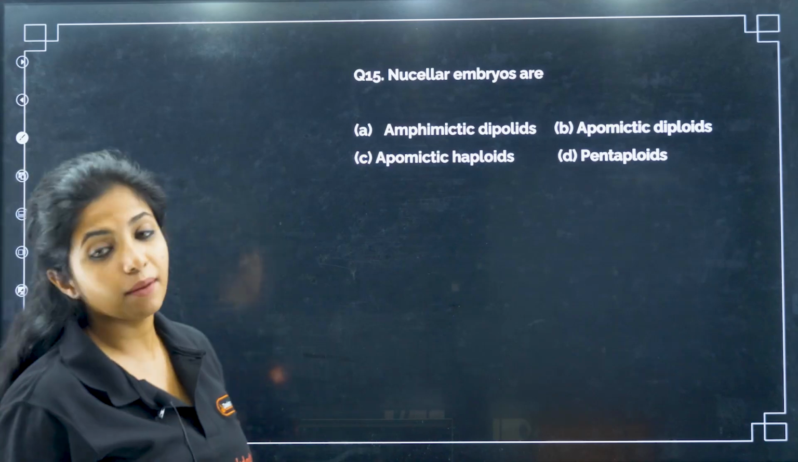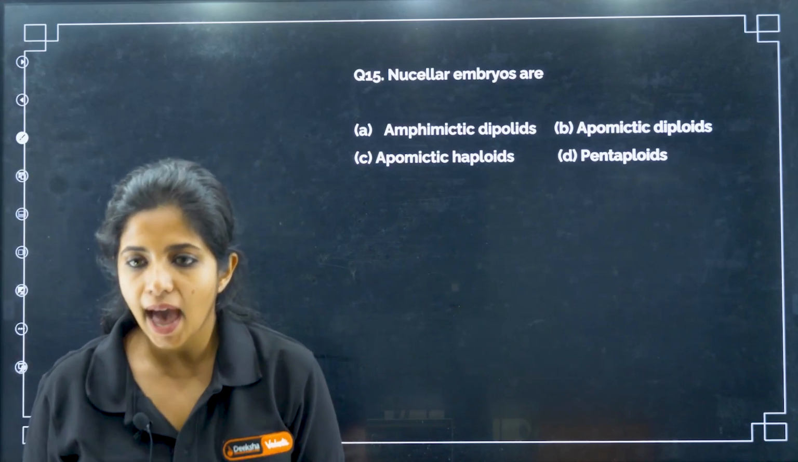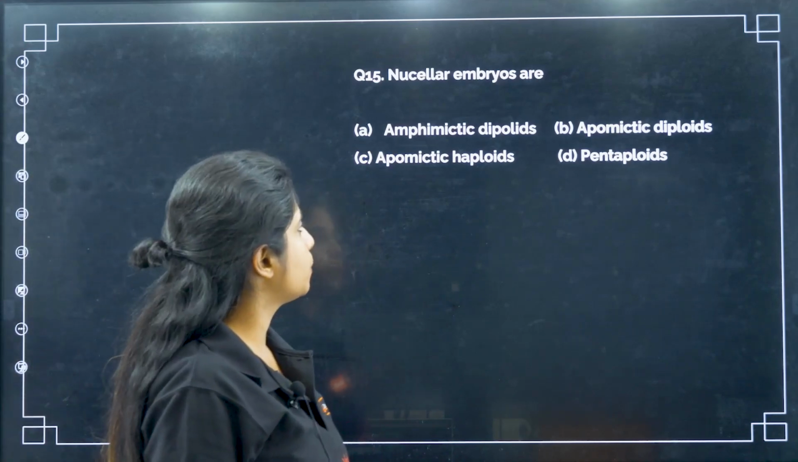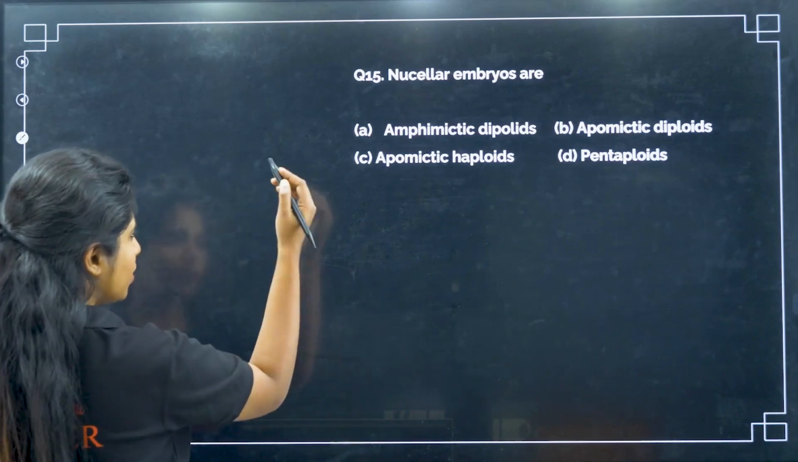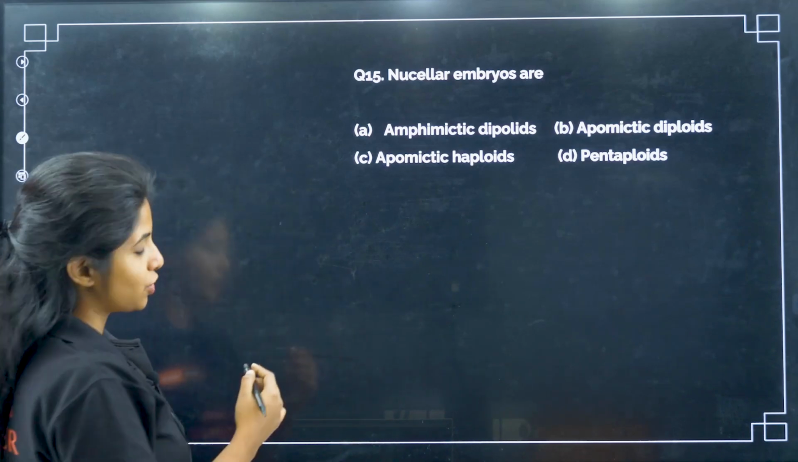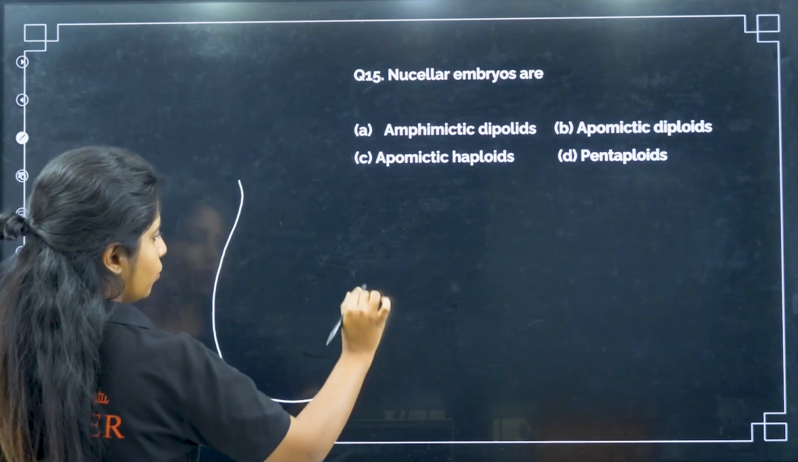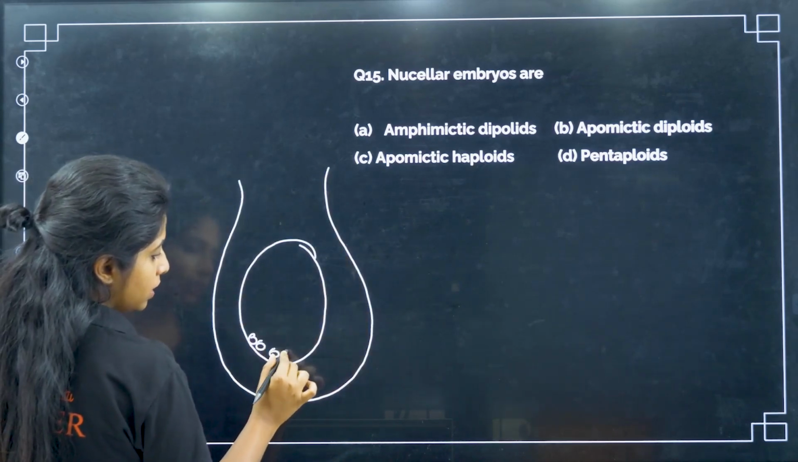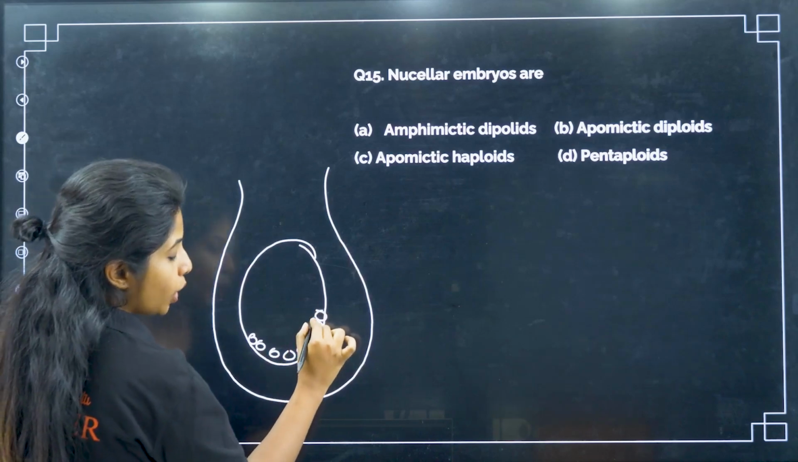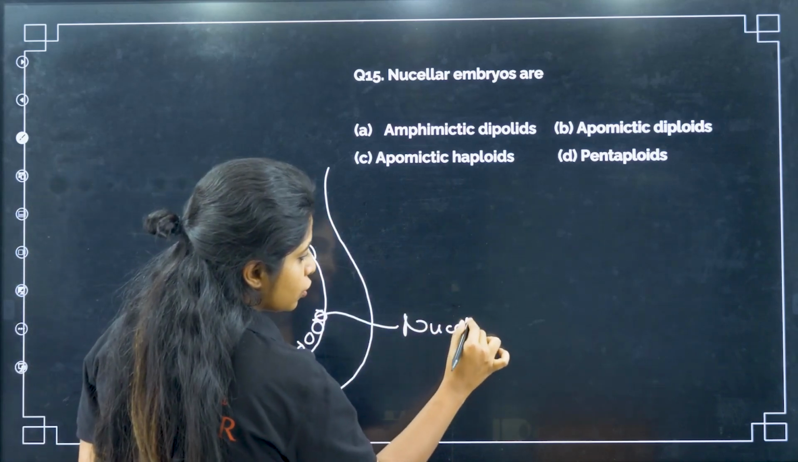Next, nucellar embryos are amphimictic diploids, apomictic haploids, or pentaploids? What is your answer? So what do you mean by nucellar embryos? Listen to me carefully. You have the ovary, inside that you have the ovule. Usually you have cells around it. These are the cells of nucellus.